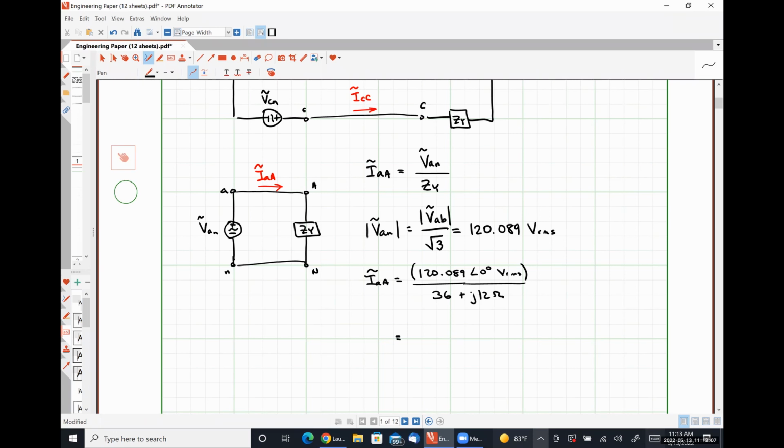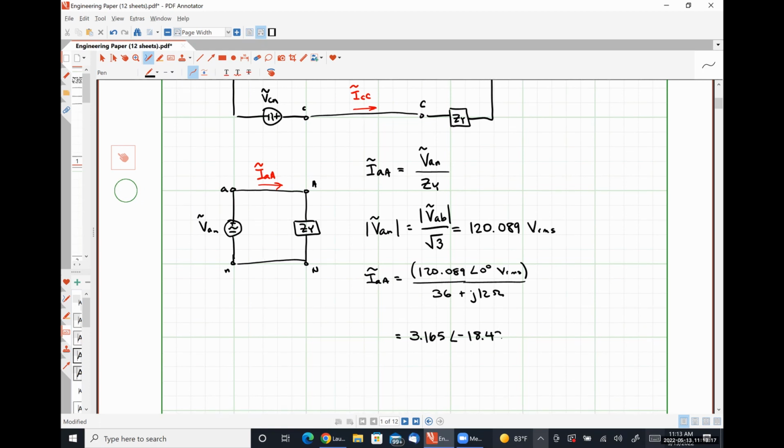excuse me, gives us a line current of 3.165 angle negative 18.435 degrees amps RMS.